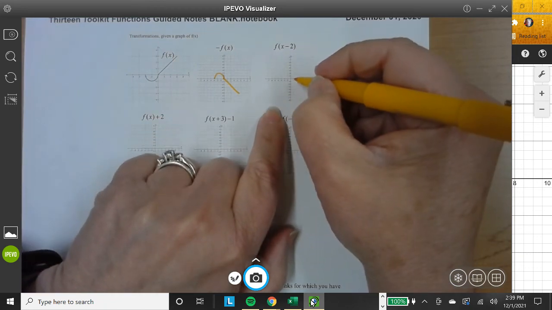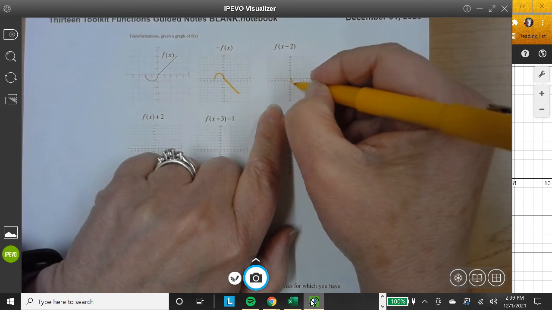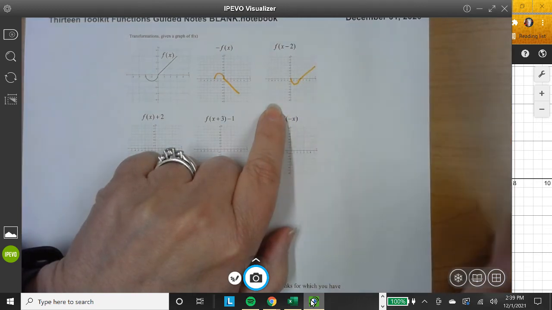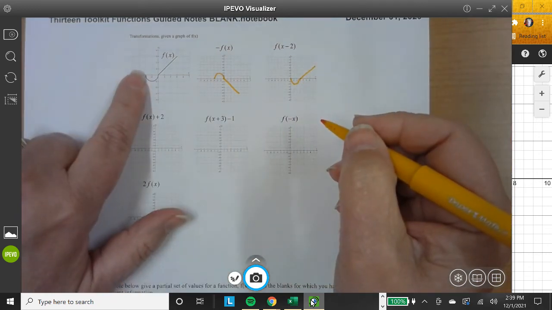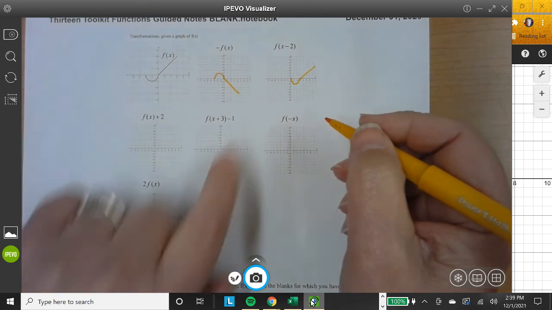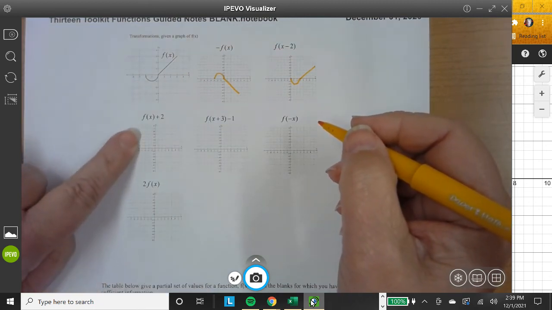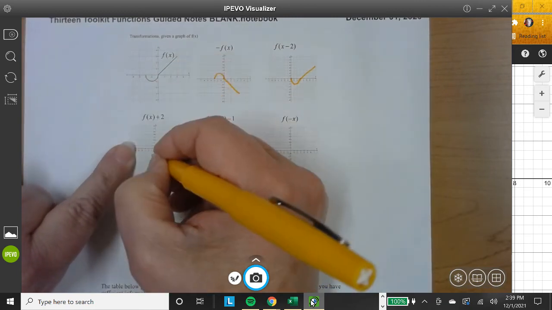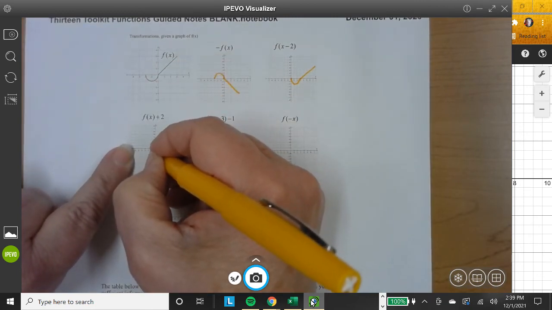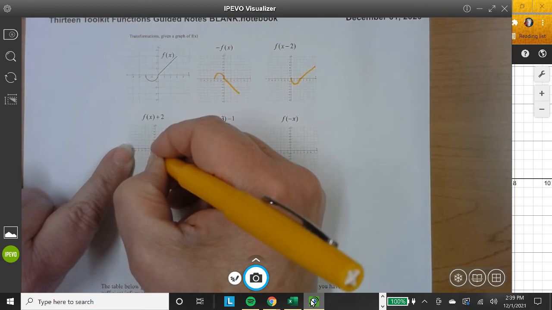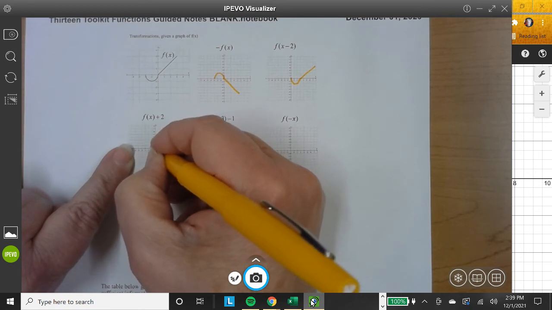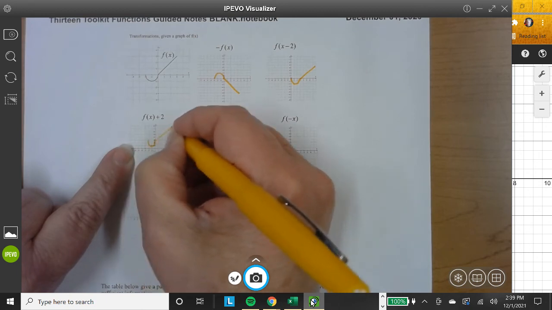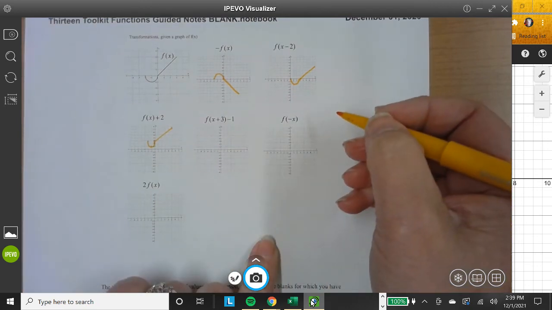This says take the sketch and move it to the right by 2. So I'm going to take my sketch and move it to the right by 2, right? I took this point and moved it to the right by 2. This says take all the y values and move them up 2. So this is only down 1. So we're going to go 1, 1, 2. So we're going to go up like this and like this. So we've moved them all up 2.